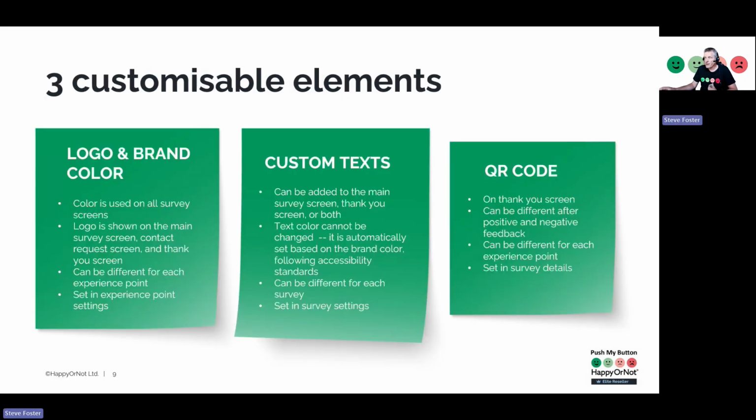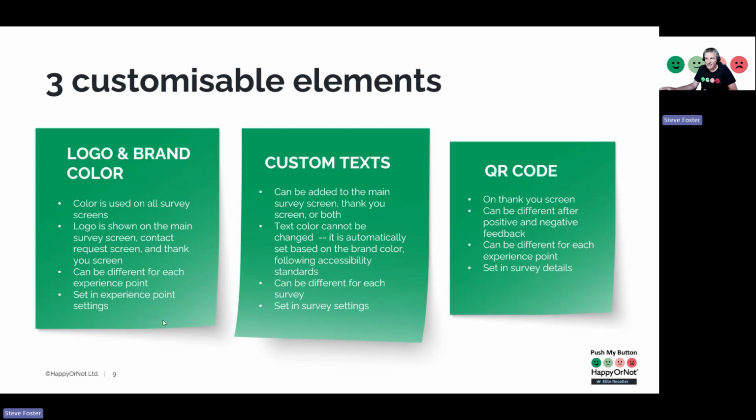So just to reiterate, there's really three customizable elements within the promo screen functionality, and this is available to all packages, whether you're on Essentials or Professional. So it applies to all. So obviously that color can be used on all the survey screens. You can have your logo appearing, and that logo can be different, and colors can be different for each experience point or group. So if you're an organization which has multiple brands using the HappyOrNot service, and you want different brand colors for different groups or locations within your ecosystem, then you can do that with the promo elements.